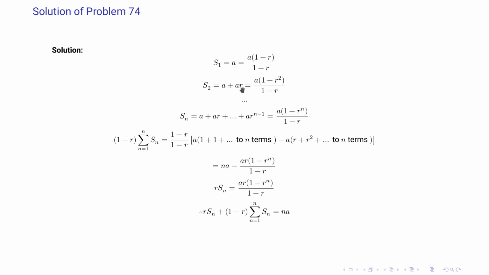S2 is equal to a plus ar, which is a into 1 minus r square by 1 minus r. And so on, where Sn is a plus ar plus up to ar to the power n minus 1, which is equal to a into 1 minus r to the power n by 1 minus r. We sum all this. So when you multiply it with 1 minus r, we have taken out 1 minus r from all this.